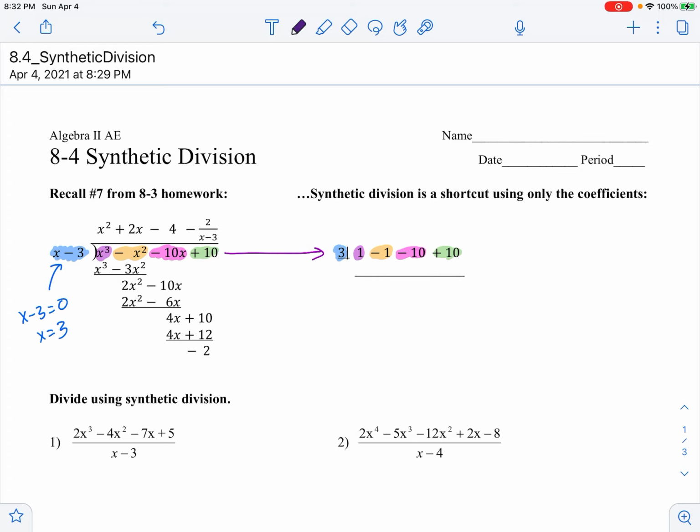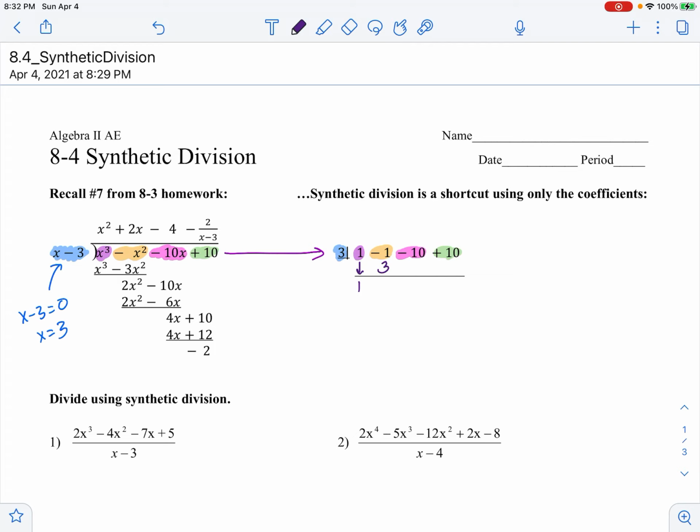So what we're going to do is drop down our first term, our 1 here. I'm going to write it again. I'm going to multiply 3 times 1. So I'm pairing those two up. It gets too messy if I draw too many lines. 3 times 1 is going to give me 3, and I'm going to put that next here.